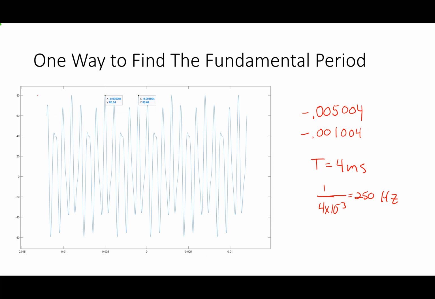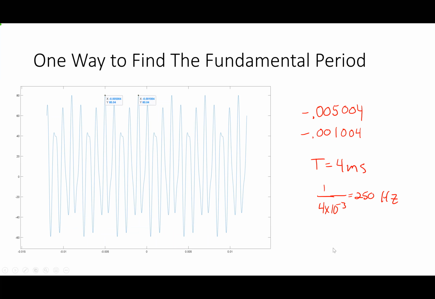So I have a video that shows basically how to get these data tips. I looked at the peaks of the waveforms, and I said, well, this peak happens at an x coordinate, meaning a time value, of negative 0.005004. This guy happens at negative 0.001004. So I took the delta between them, right? The time between them was 4 milliseconds. 1 over 4 milliseconds is 250 hertz. To me, that's the most obvious way.